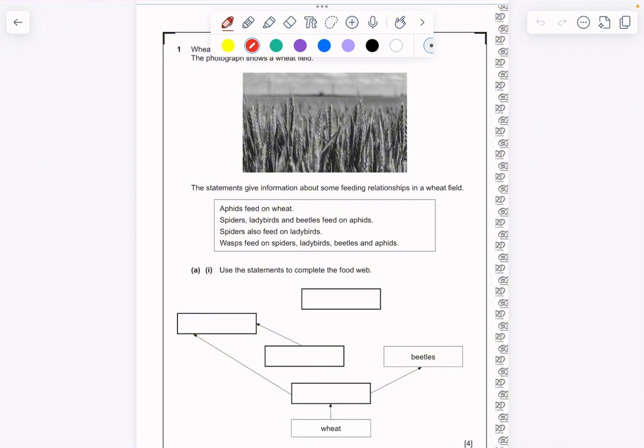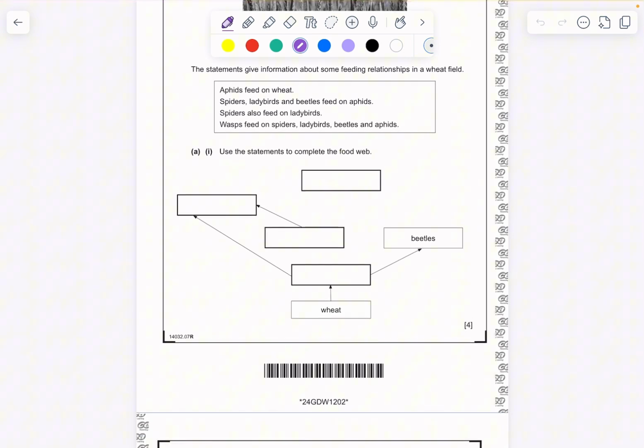So in this one you are just simply writing into your food web from that text what your answer is going to be. We start off with wheat at the bottom, so we know who feeds on the wheat is aphids. So aphids are going to go up here. Then it told us that spiders, ladybirds and beetles feed on aphids. So we've already got beetles here, so we know to put that in. But we know ladybirds and spiders do it, but how do we know if that goes in here or it goes in the other box?